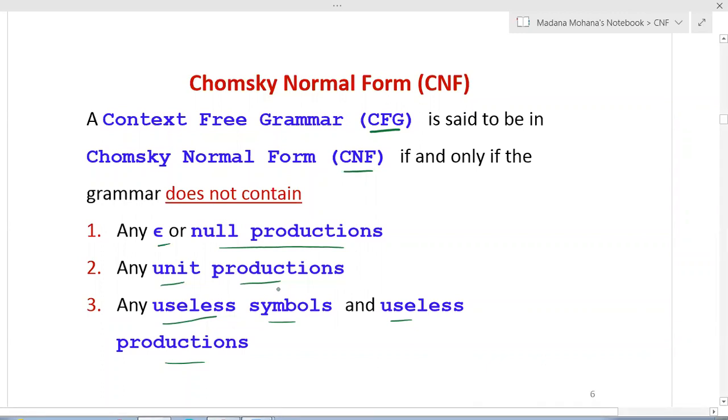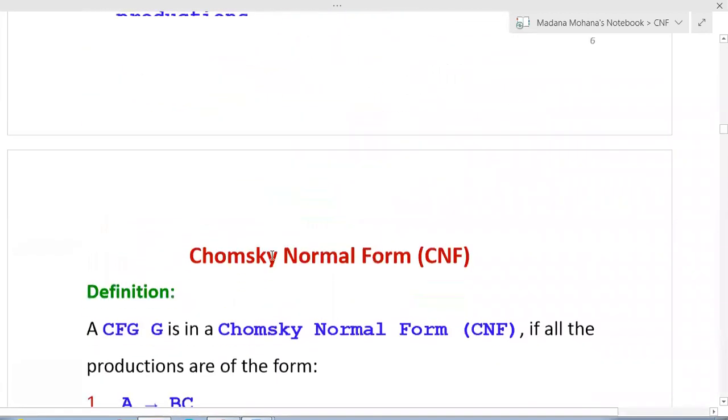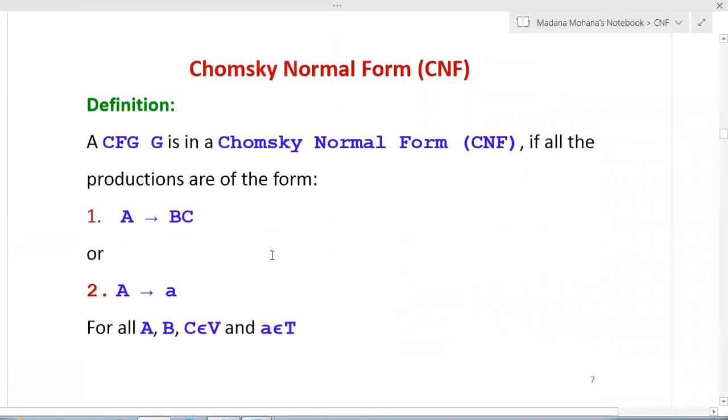Now the same process we have to continue for any given grammar. If you want to convert it into a Chomsky normal form, first you have to eliminate all these three. Then let us see the definition of a Chomsky normal form. A context-free grammar G is in Chomsky normal form if all the productions are of any one of the two forms. The first form is the variable A derives a variable B and variable C.